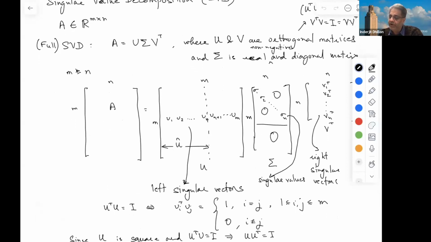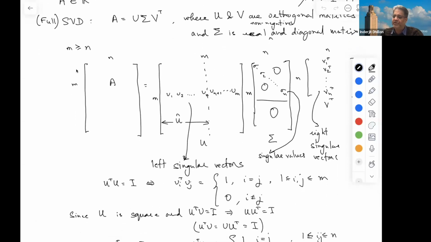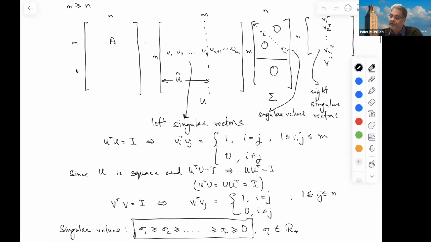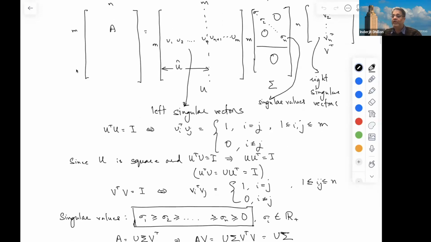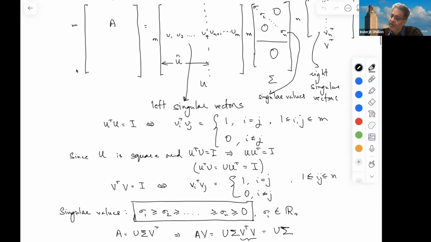SVD is a very important decomposition. It pretty much tells you all there is to know about a particular matrix. It exists for any matrix. And it is this decomposition U sigma V transpose. And we talked about the full SVD and also something called either the thin or the reduced SVD. But also, you can actually truncate the SVD at any K.